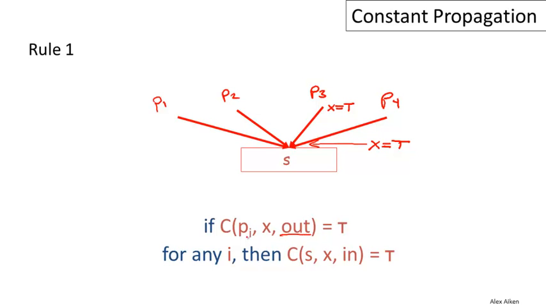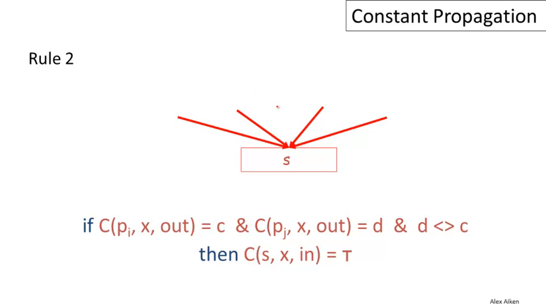Okay, so that's what this rule says. It says if the out of any predecessor for x is top, then the in of S for x is also top. All right, and this makes sense. It says that if we don't know whether x is a constant on some path that leads to S, well, then we don't know that x is a constant at S, because for all we know, execution came from that particular predecessor, and so we can't make any prediction about whether x is a constant before S executes.